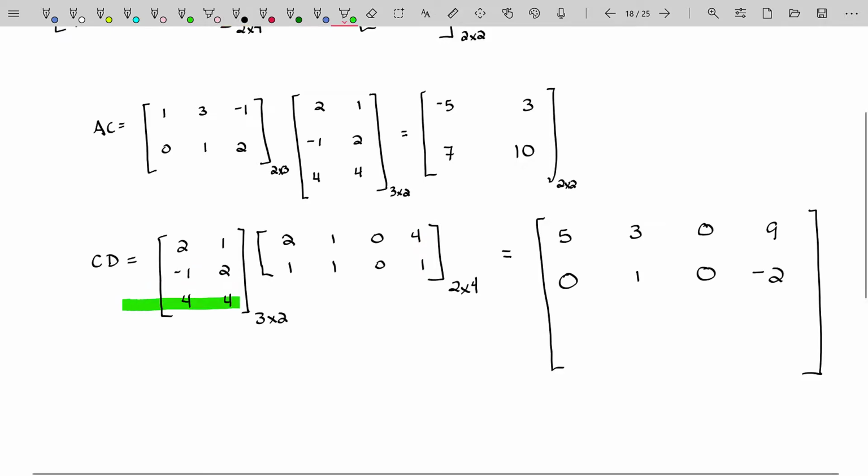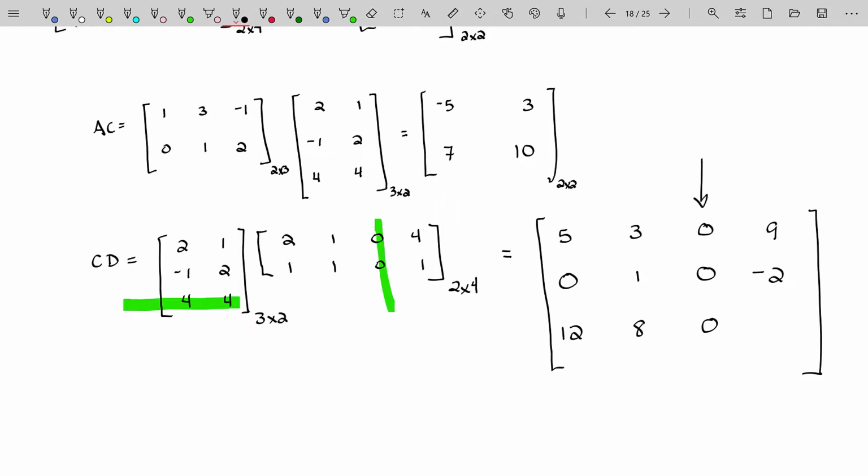Finally, row 3, column 1. That's 8 plus 4 is 12. Row 3, column 2, 4 plus 4 is 8. Row 3, column 3, well, that's 0 plus 0 again, so that's just 0. Notice what happened to our column 3 here. It's all zeros because our column 3 there was all zeros. And finally, row 3, column 4. That's 16 plus 4 is 20.